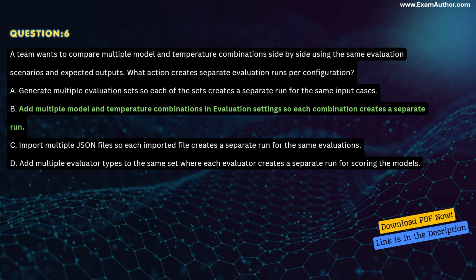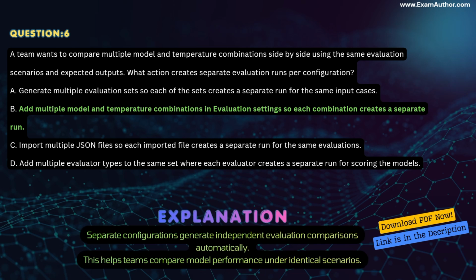Correct answer: B. Add multiple model and temperature combinations in evaluation settings so each combination creates a separate run. Explanation: separate configurations generate independent evaluation comparisons automatically. This helps teams compare model performance under identical scenarios.